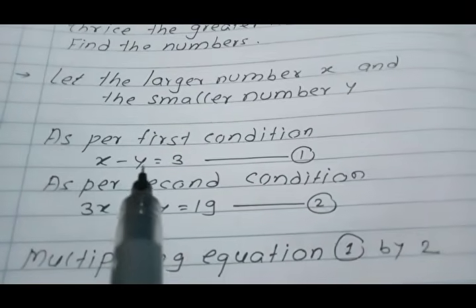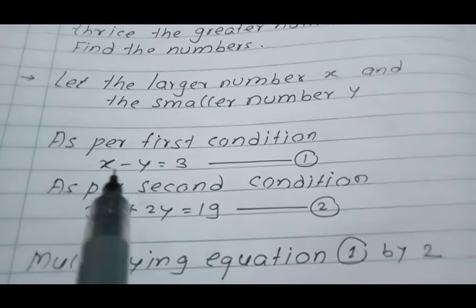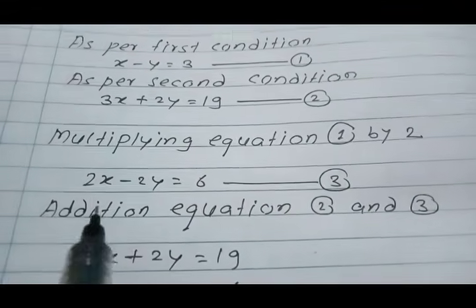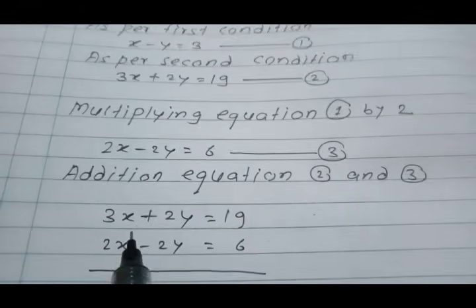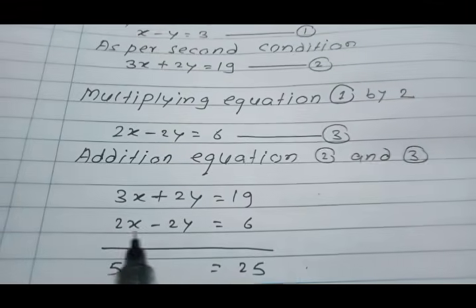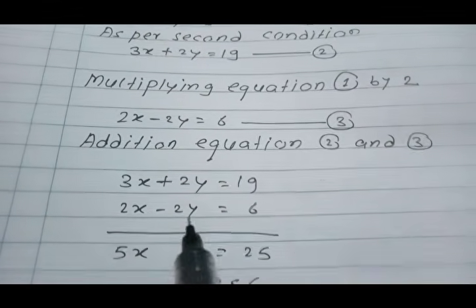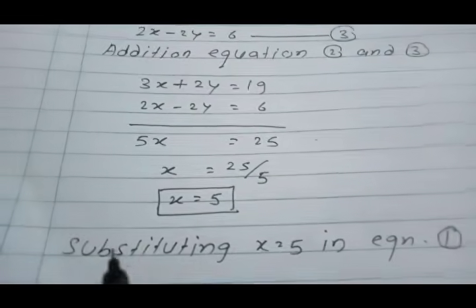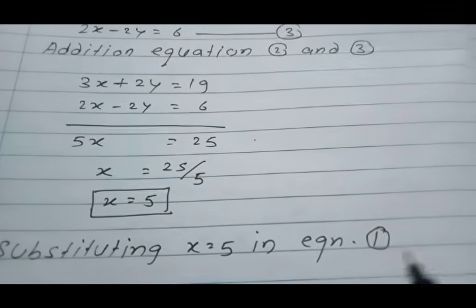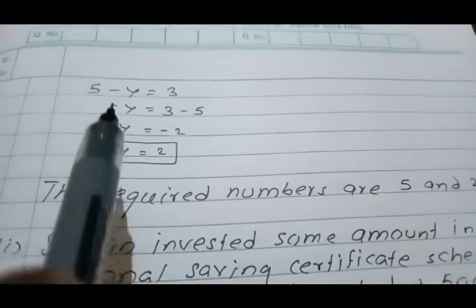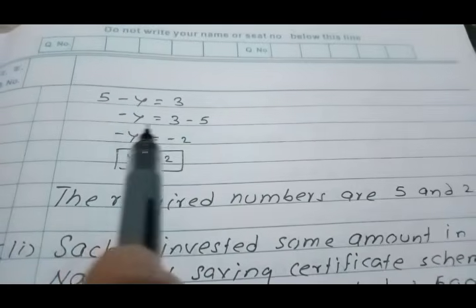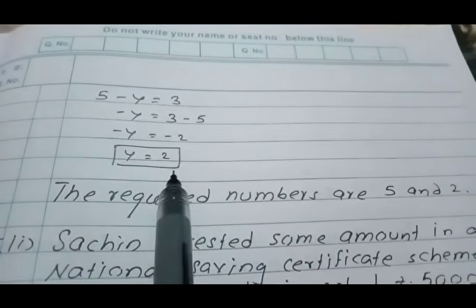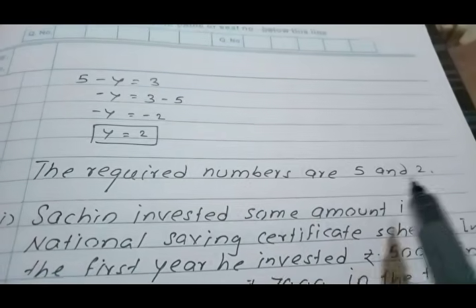Multiplying equation number 1 by 2, 2x minus 2y equal to 6, equation number 3. Then 2 and 3, addition: 3x plus 2y equal to 19 and 2x minus 2y equal to 6. 2y and 2y cancel. So 5x equal to 25, x equal to 5. Substituting x equal to 5 in equation number 1: 5 minus y equal to 3, minus y equal to 3 minus 5, minus y equal to minus 2, y is equal to 2. The required numbers are 5 and 2.